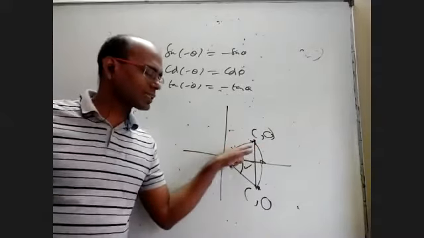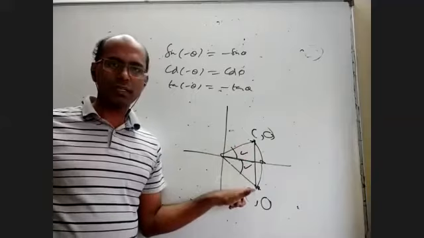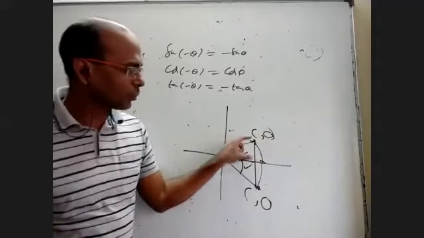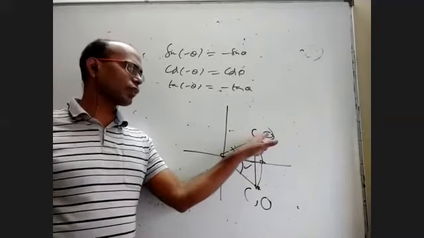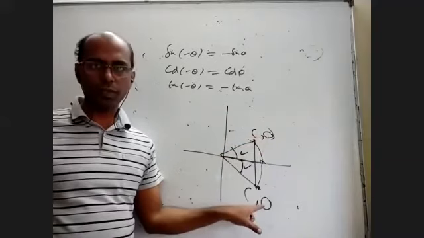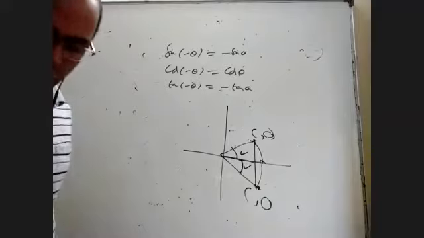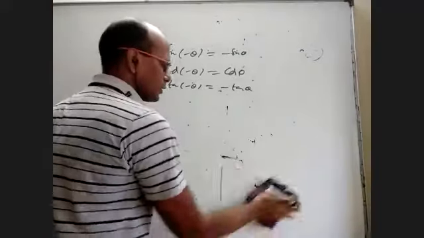Whatever x coordinate this has, the same x coordinate this has. But this y coordinate is positive, whereas if this height is, let us say, 0.8, this y coordinate is 0.8, this will be minus 0.8. Okay, so I want to write that here.